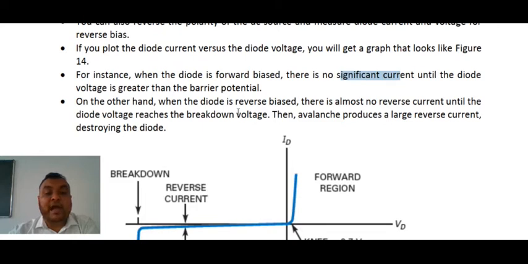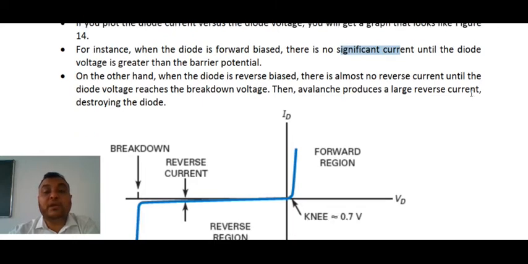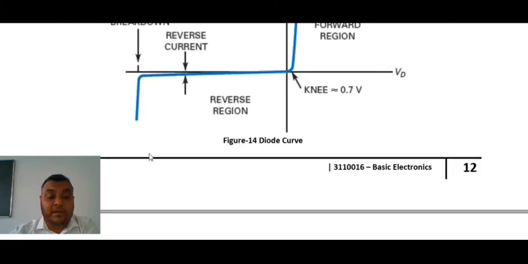Okay, now on the other hand when the diode is reverse biased there is almost no reverse current until the diode voltage reaches the breakdown voltage. breakdown voltage तक वो कुछ भी करंट रिवर्स में फ्लो नहीं करेगा. Then avalanche produces a large reverse current destroying the diode. अगर इससे ज़्यादा हम रिवर्स में वोल्टेज अप्लाई करेंगे तो avalanche breakdown will occur and it can damage the diode as well. So this is, the avalanche produces a large reverse current and destroys the diode.